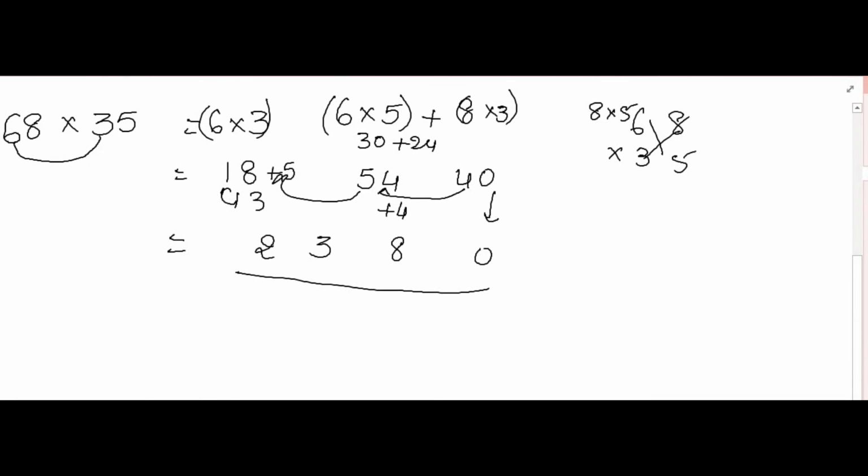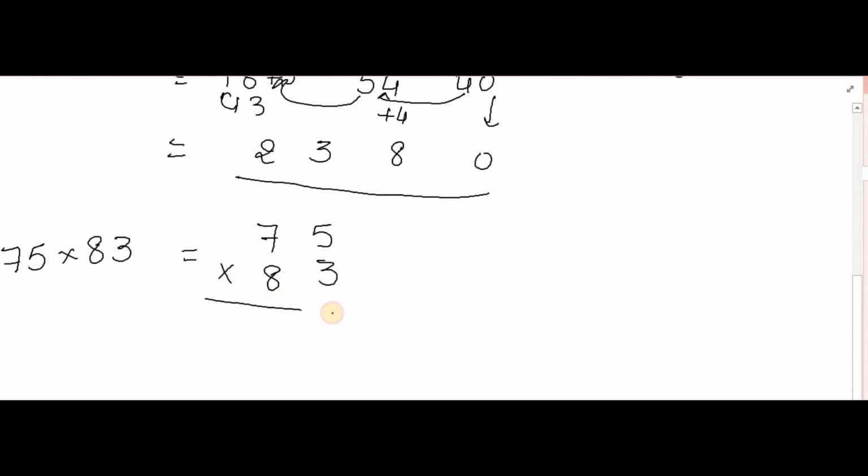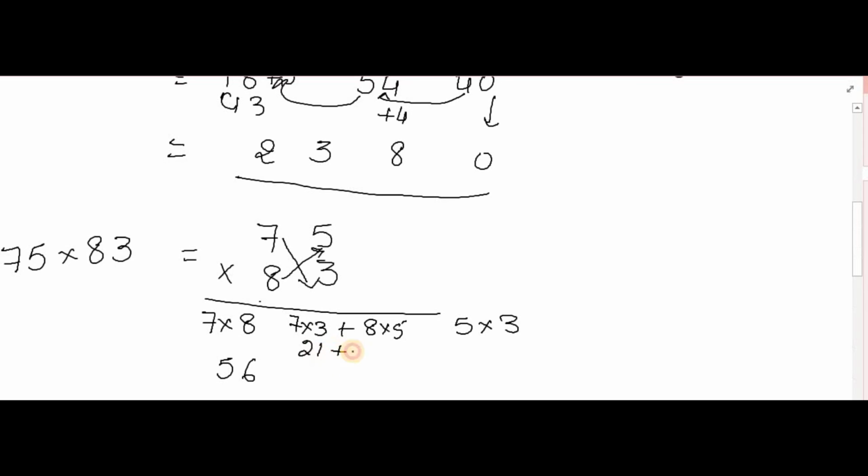Now we'll try with one more example. That is 75 into 83. So first we will write like this: 75 into 83. So what is our first step? First we will multiply this 2, and the second step is cross multiplication. 7 into 3 plus 8 into 5, and the last is last digits multiplication. Now 7 8s are 56, 7 3s are 21, plus 8 5s are 40, that is 61, 5 3s are 15.